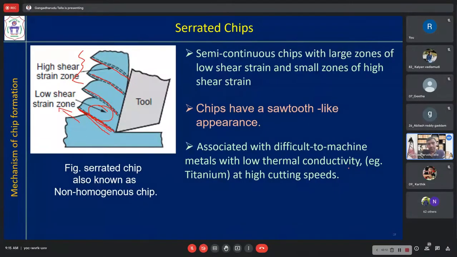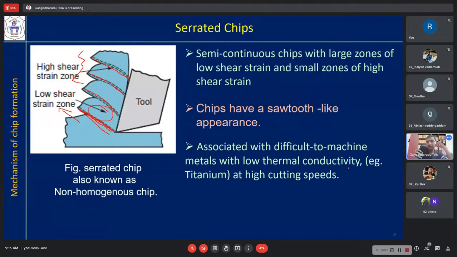So it is brittle. So material ahead of the tool tip is brittle, and material which is in contact with the tool is going into the plastic state. Understand? So now the chip is formed due to shearing action, yielding and shearing. That is one thing. And the other one is a brittle fracture is also happening simultaneously. Understood?